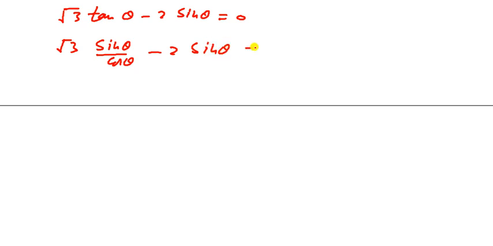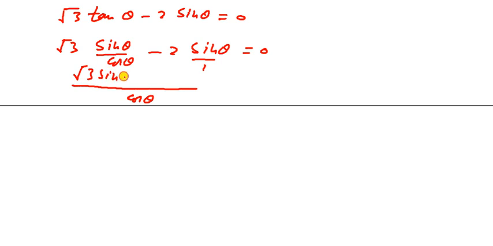Now come to the next question. The next question is root 3 tan theta minus 2 sin theta equal to 0. So here root 3 tan theta is root 3 sin theta upon cos theta. So we can write here it is root 3 sin theta upon cos theta minus 2 sin theta equal to 0.